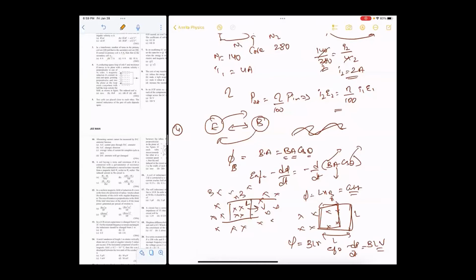There is another option, BLV by R, that is the current flowing in the loop. If the resistance of the loop is R, current I is equal to BLV by R. Right? So what is the power dissipated? V into I, that is B square L square V square by R. This is the power dissipated.